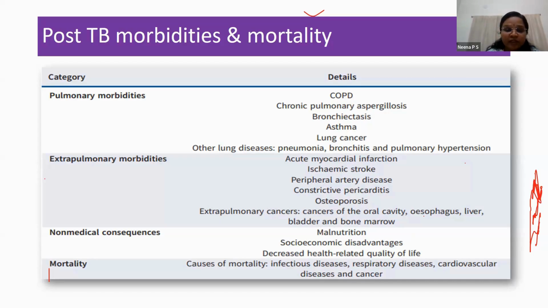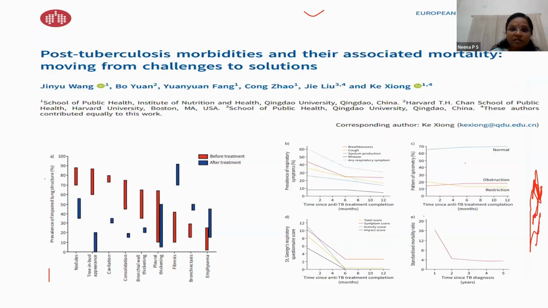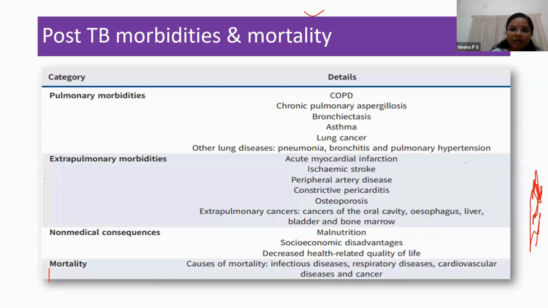And extrapulmonary morbidities have been described in various forms, like MI and ischemic stroke; all of this is higher in a post-TB patient than in usual healthy people. And for mortality also, the causes of death, whether infectious disease, respiratory disease, or cardiovascular, are very high among post-TB patients. This was projected in the ERS study published recently.